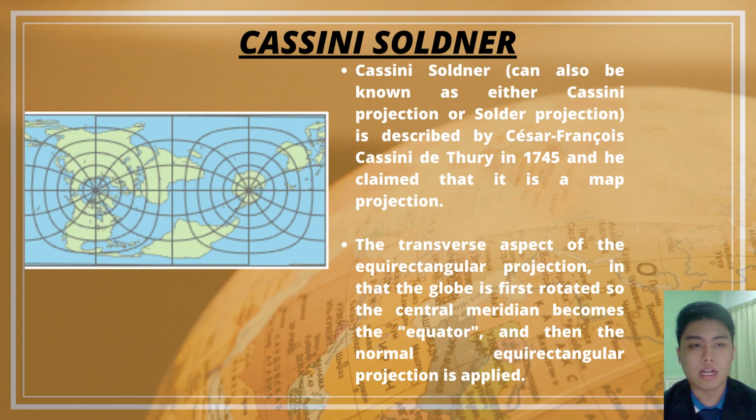Now we are discussing the last projection for our assignment, and it is Cassini-Soldner. This projection was described by Cesar Francois Cassini de Thury, and he stated that it was a map projection in 1745. He stated that it is the transverse aspect of the equirectangular projection, in that the globe is first rotated so the central meridian becomes the equator, and then the normal equirectangular projection is applied.